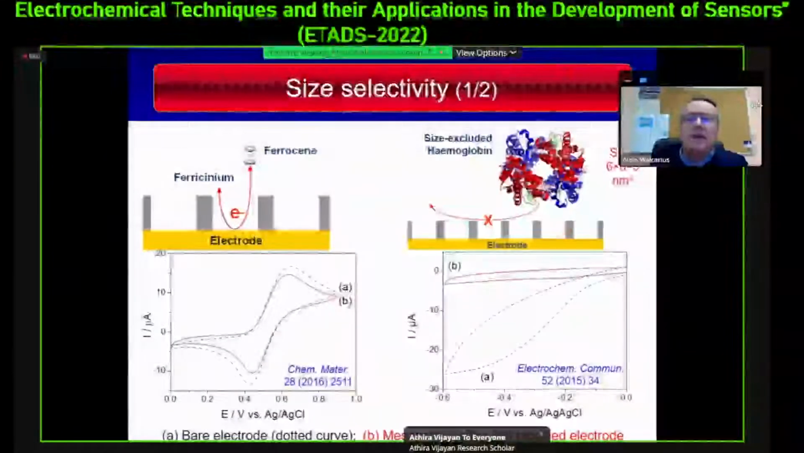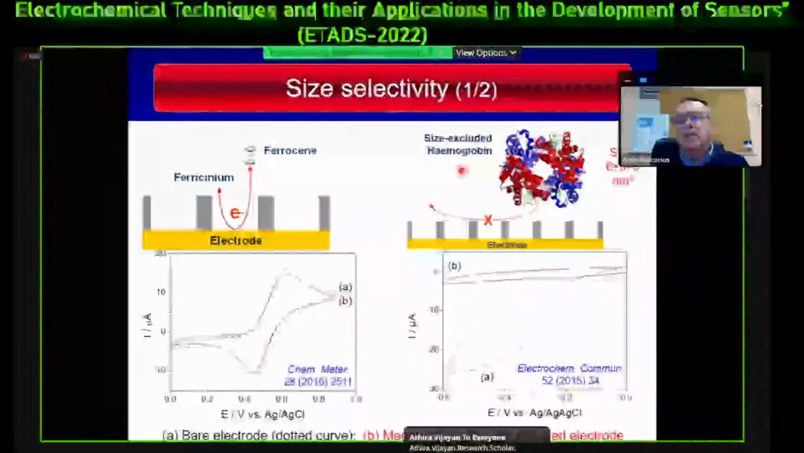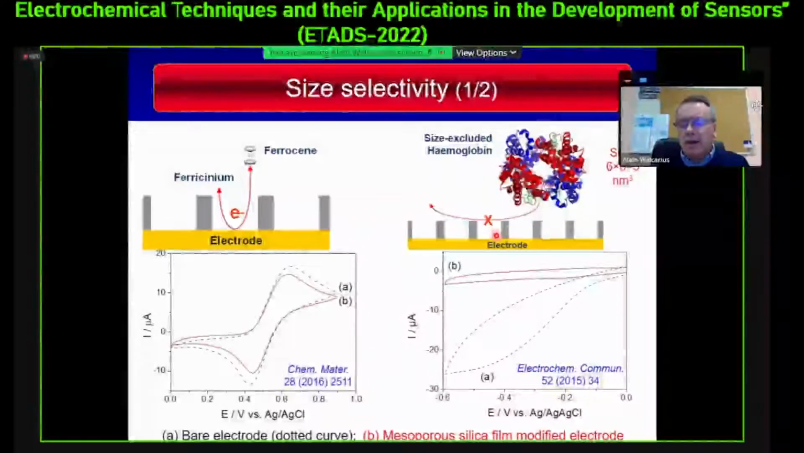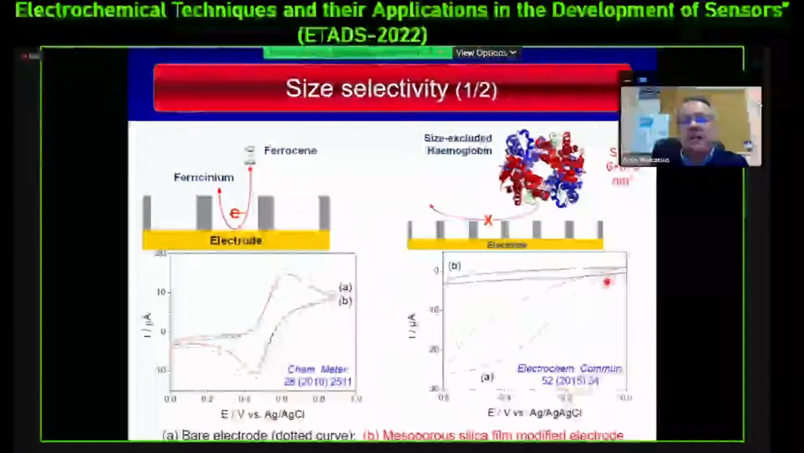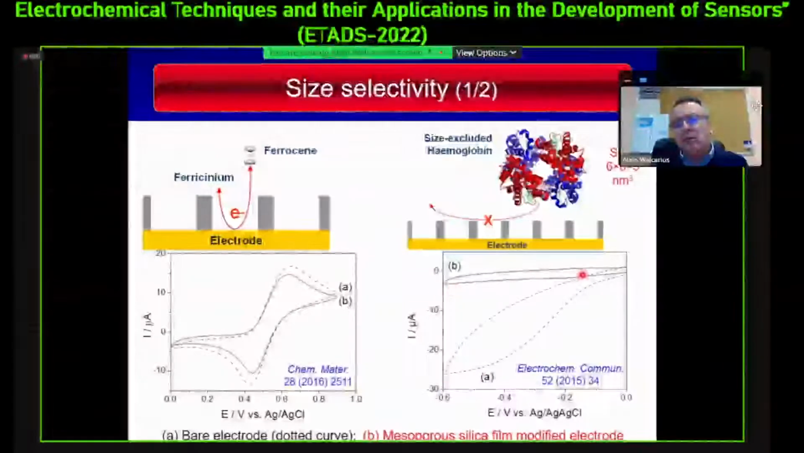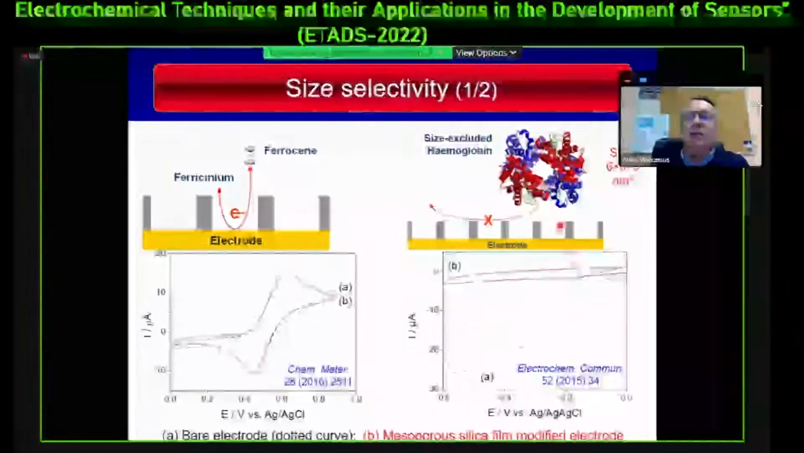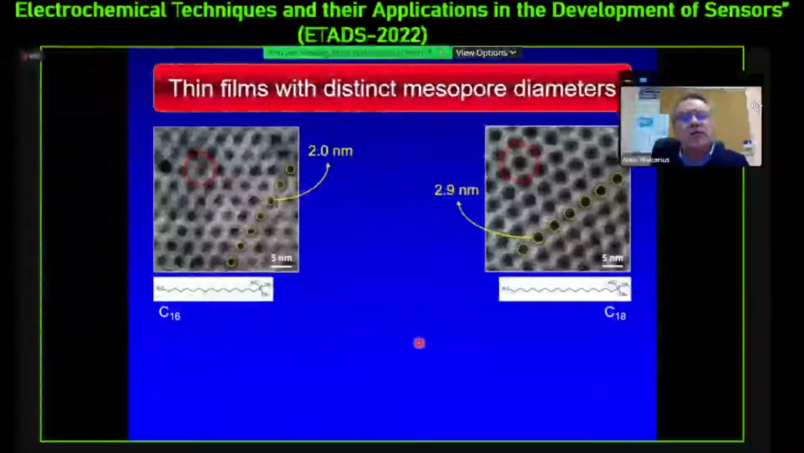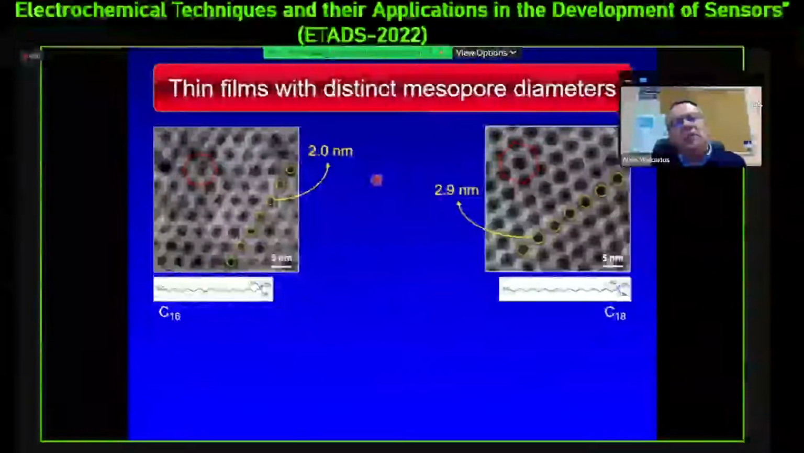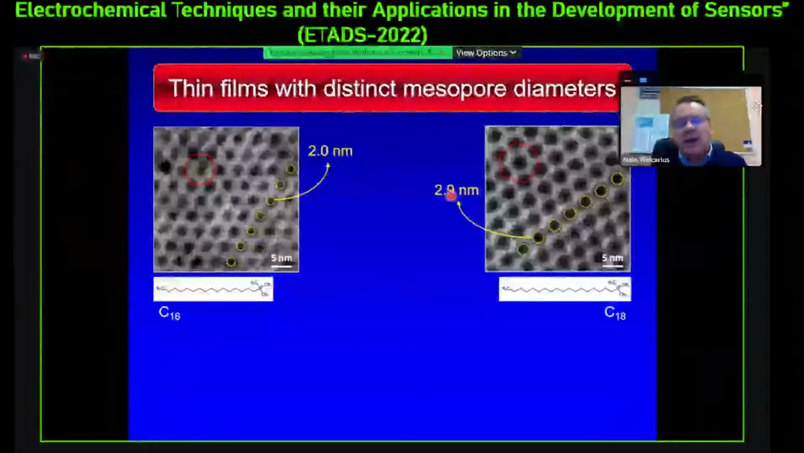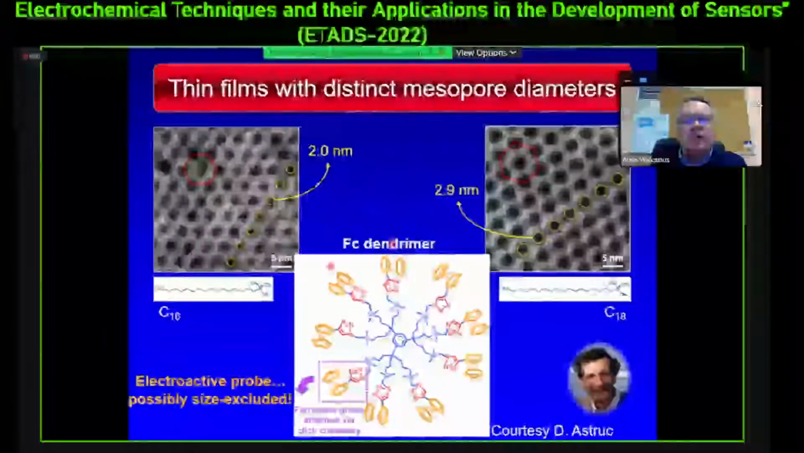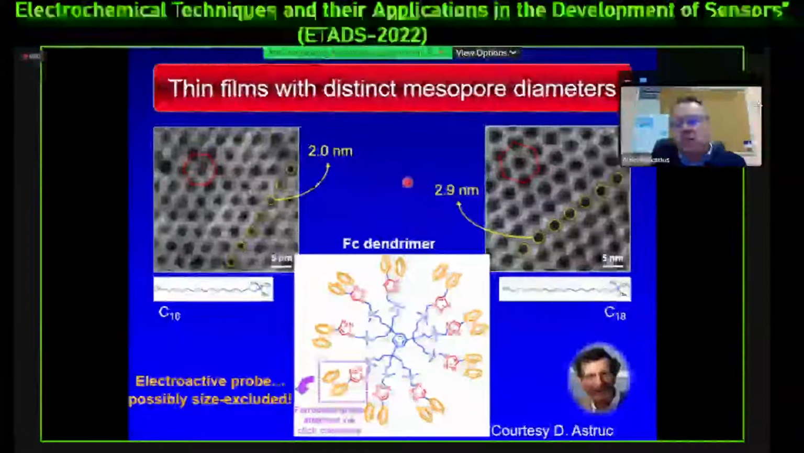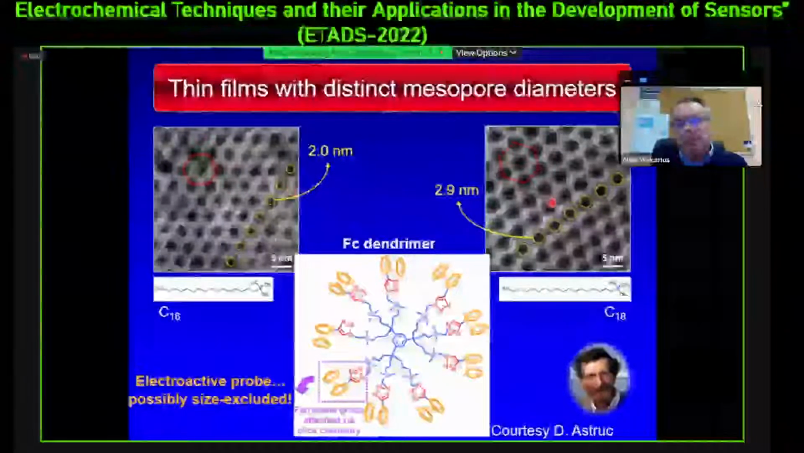But if you use a big molecule like hemoglobin, for instance, this molecule is bigger than the pore diameters. The pore diameter is between 2 and 3 nanometers, and in that case, we have a response at the bare electrode, but no response at all at the modified electrode because hemoglobin cannot cross this film. We can be a little bit more accurate by preparing films of slightly different pore sizes, 2 nanometers and almost 3 nanometers. And using a redox probe, a ferrocenyl dendrimer, with a size in between these two values, actually we can make the difference between these two films.